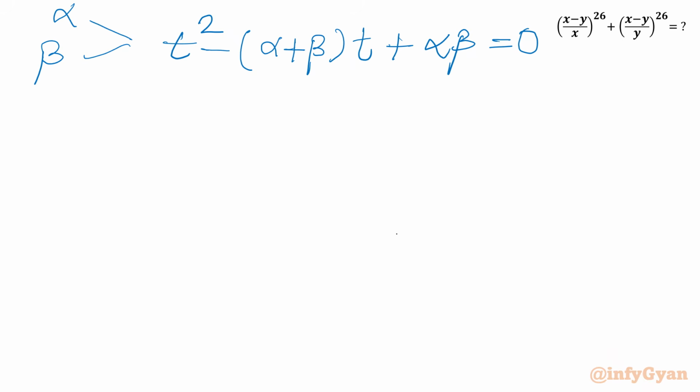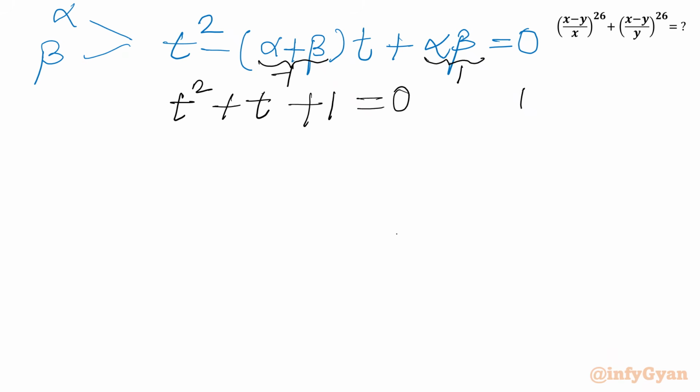Now alpha plus beta is negative 1, so here we can put minus 1, and alpha beta is plus 1. So we will get the quadratic equation t square plus t plus 1 equal to 0. If I put t equal to 1, then LHS will become 1 square plus 1 plus 1, so the value will be 3, RHS is 0, which is not true. So for our equation t cannot be 1.